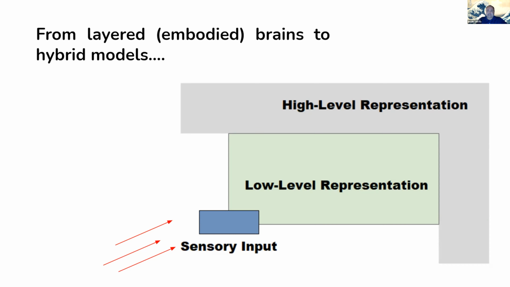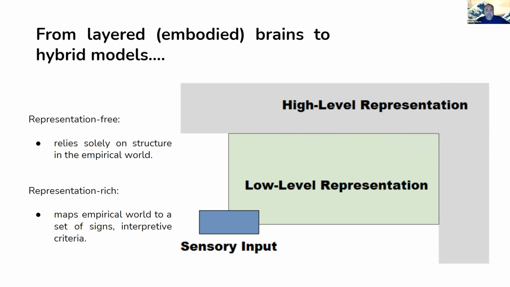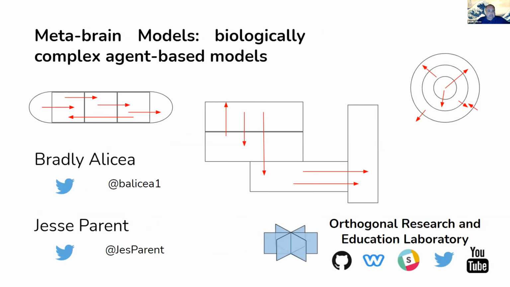But today we're going to put this in addition into an agent-based model context. This is where you have something coming into the sensory inputs from the environment. This is where there's communication between the high-level and low-level representations. When I say representation free, I mean it relies solely on the structure of the empirical world or some data set. When I say representation rich, I mean that it maps the empirical world to a set of signs or interpretive criteria or some model that does that. So this is the Metabrain models.